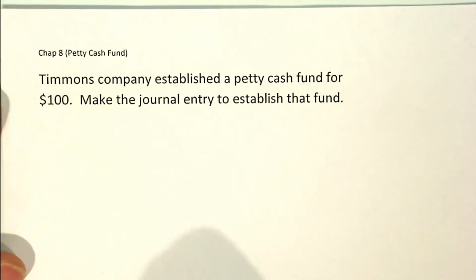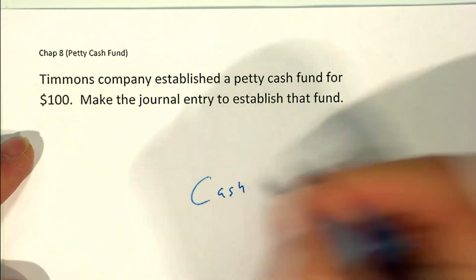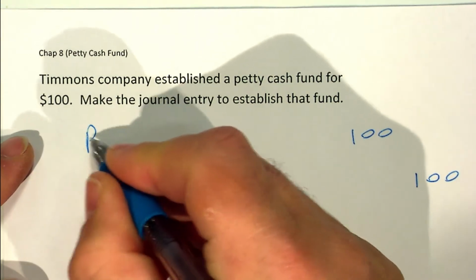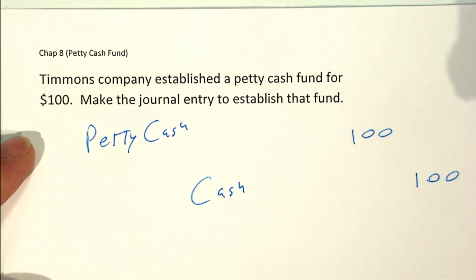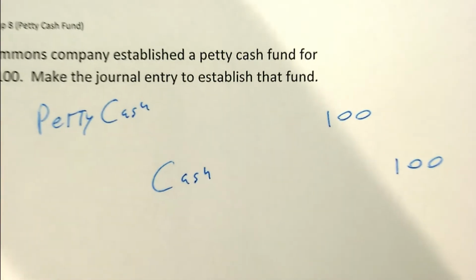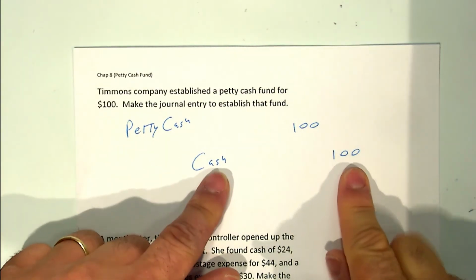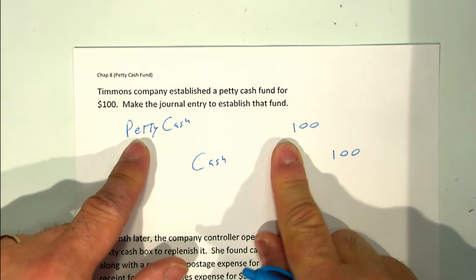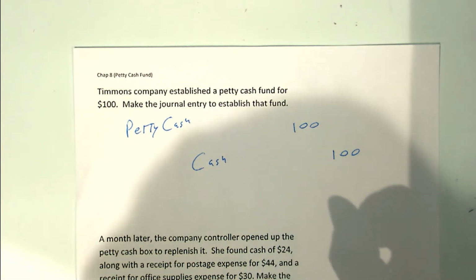To establish that fund, what we do is this. We credit cash for $100, and we debit an account called petty cash. Now, these are both cash, and they're both assets, okay? We're mainly just moving $100 out of the bank and putting it into the petty cash box, okay? We're putting $100 into that cash box. Are you with me?